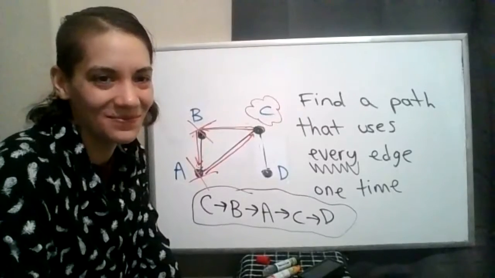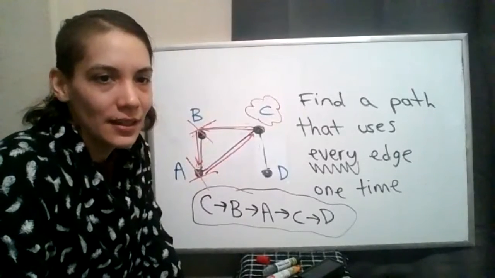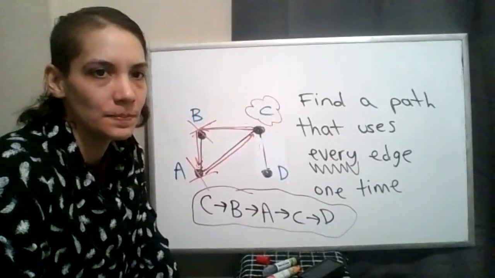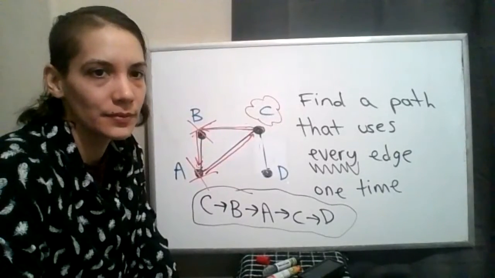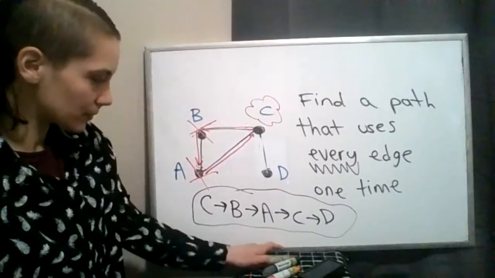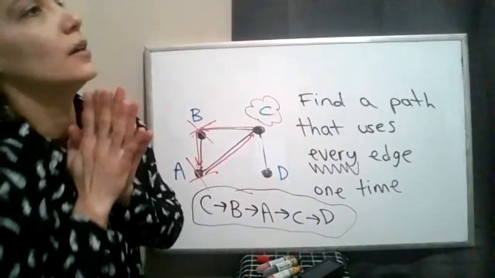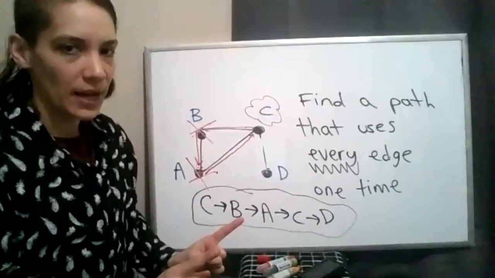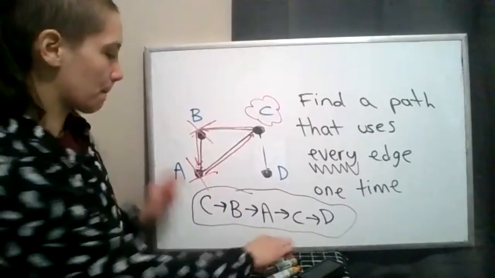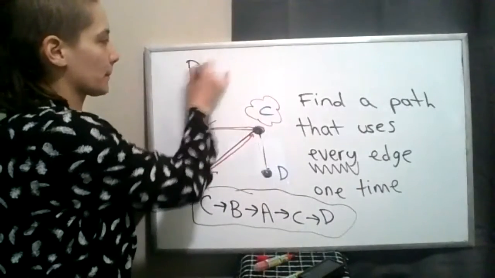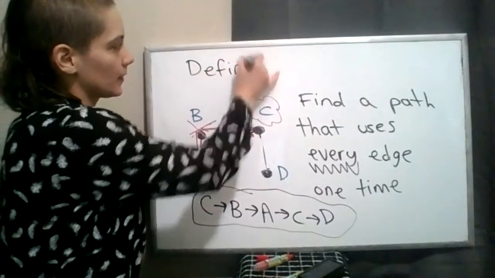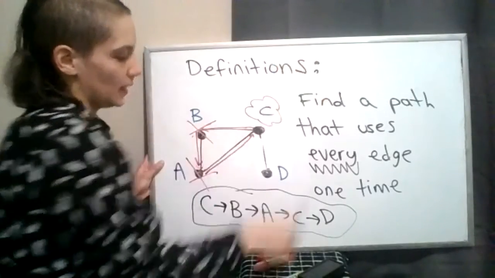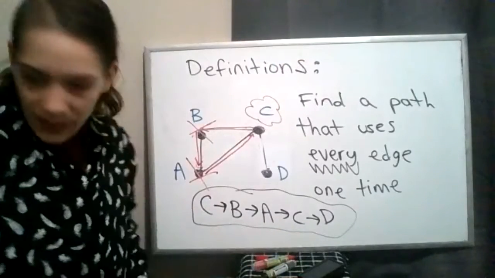Let's move on. Okay, skipping that. Okay, so there's two more definitions for today, Euler path and Euler circuit. And it's not spelled how it sounds, it's somebody's last name.